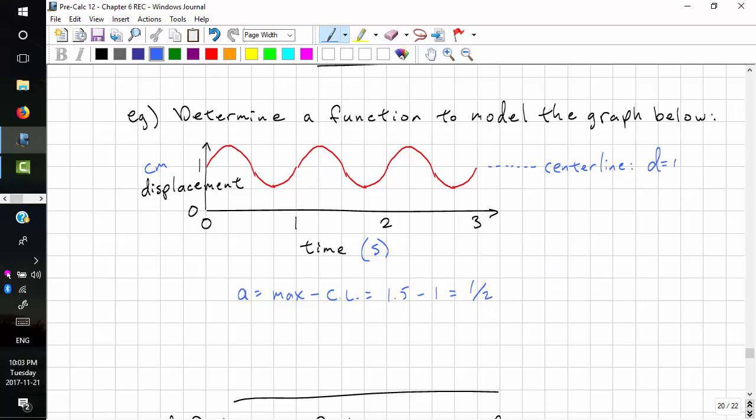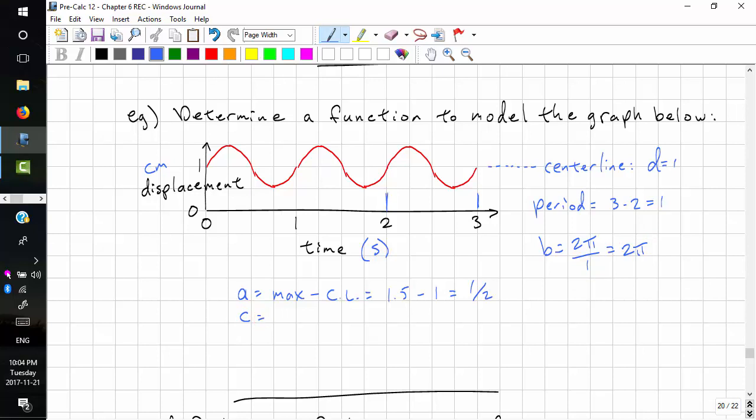Let's look at the period. It starts here, ends here. Period equals 3 minus 2, that's 1. So B equals 2 pi over 1, that's 2 pi.